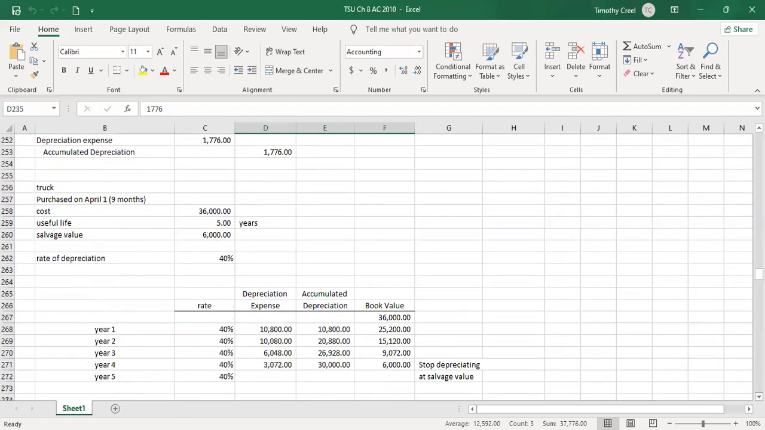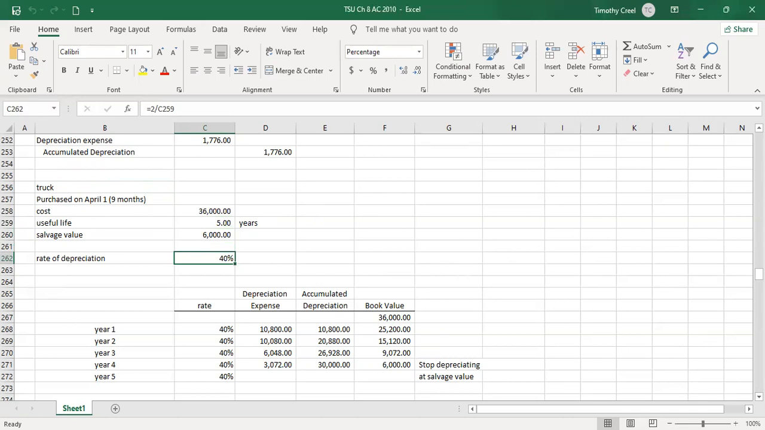Now, one thing I did want to say here is let's talk about a quick example again. We purchased the truck on April 1st, and this was the same one that we looked at in relation to the straight line earlier on. So let's say we had a truck, we purchased it on April 1st, which means we only had it for 9 months of the year. Again, it's the same information as we've looked at so far, and we figured our rate of depreciation by taking the number 2, dividing it by the useful life. Still, it's going to be 40%.